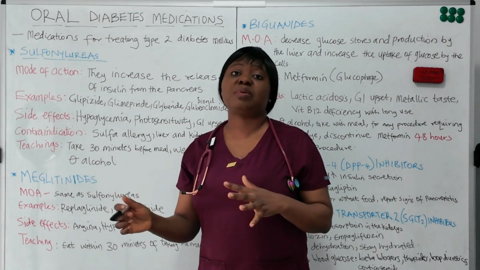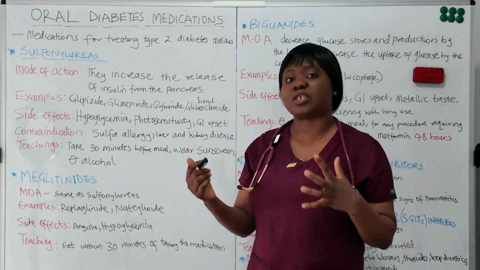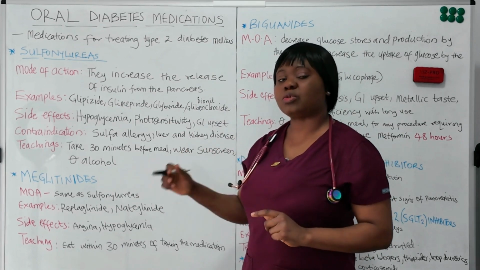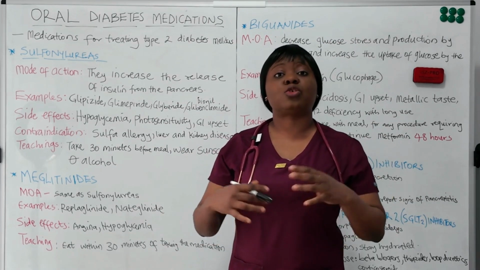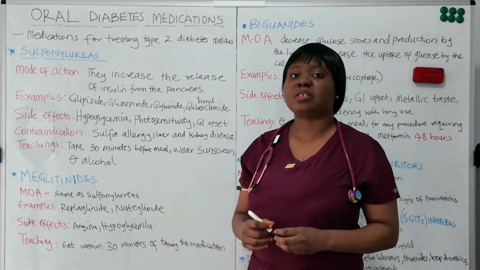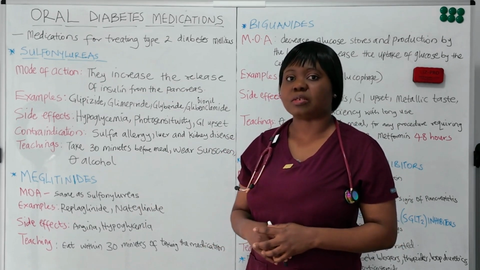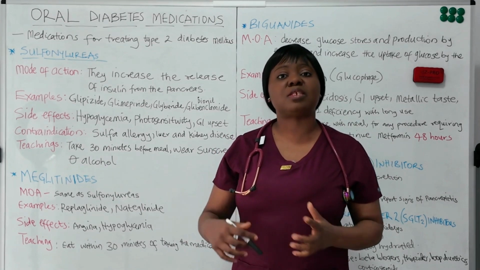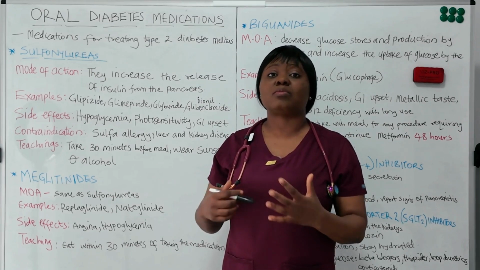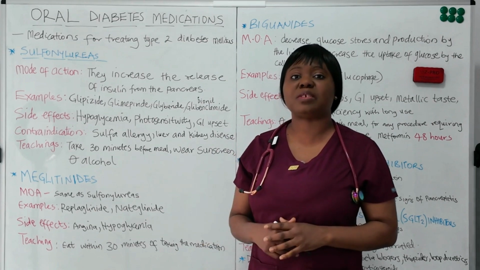Because of this, when you are teaching patients about what to watch out for, you can tell them to wear sunscreen to reduce that exposure. Another thing, of course, is GI upset. Contraindications include sulfa allergy, even kidney and liver disease. Teaching for these patients, like I mentioned: wear sunscreen if they are on this medication. They should take this medication 30 minutes before meals and have no alcohol at all, because alcohol acting together with this medication can worsen hypoglycemia. So take note of that and teach patients about this.